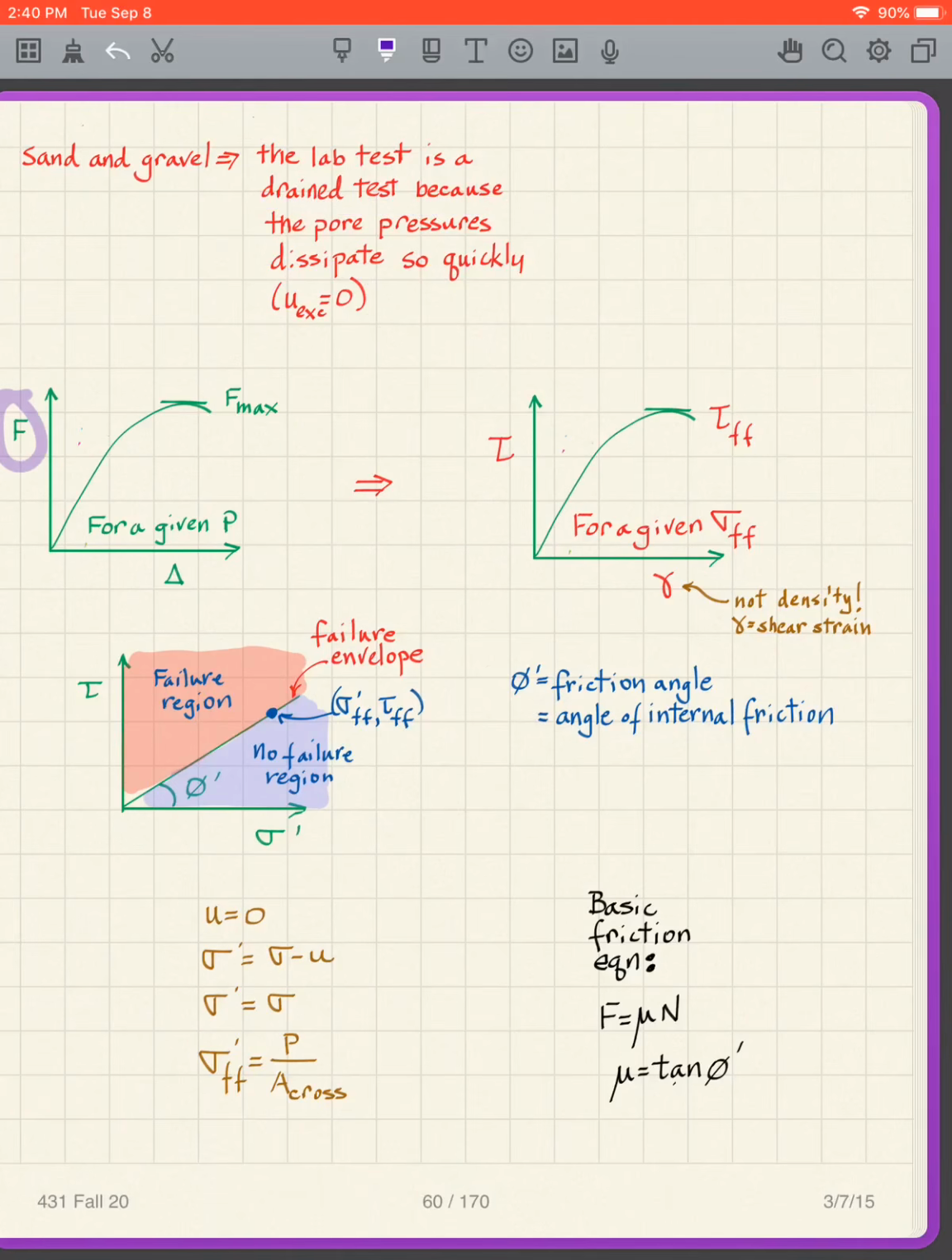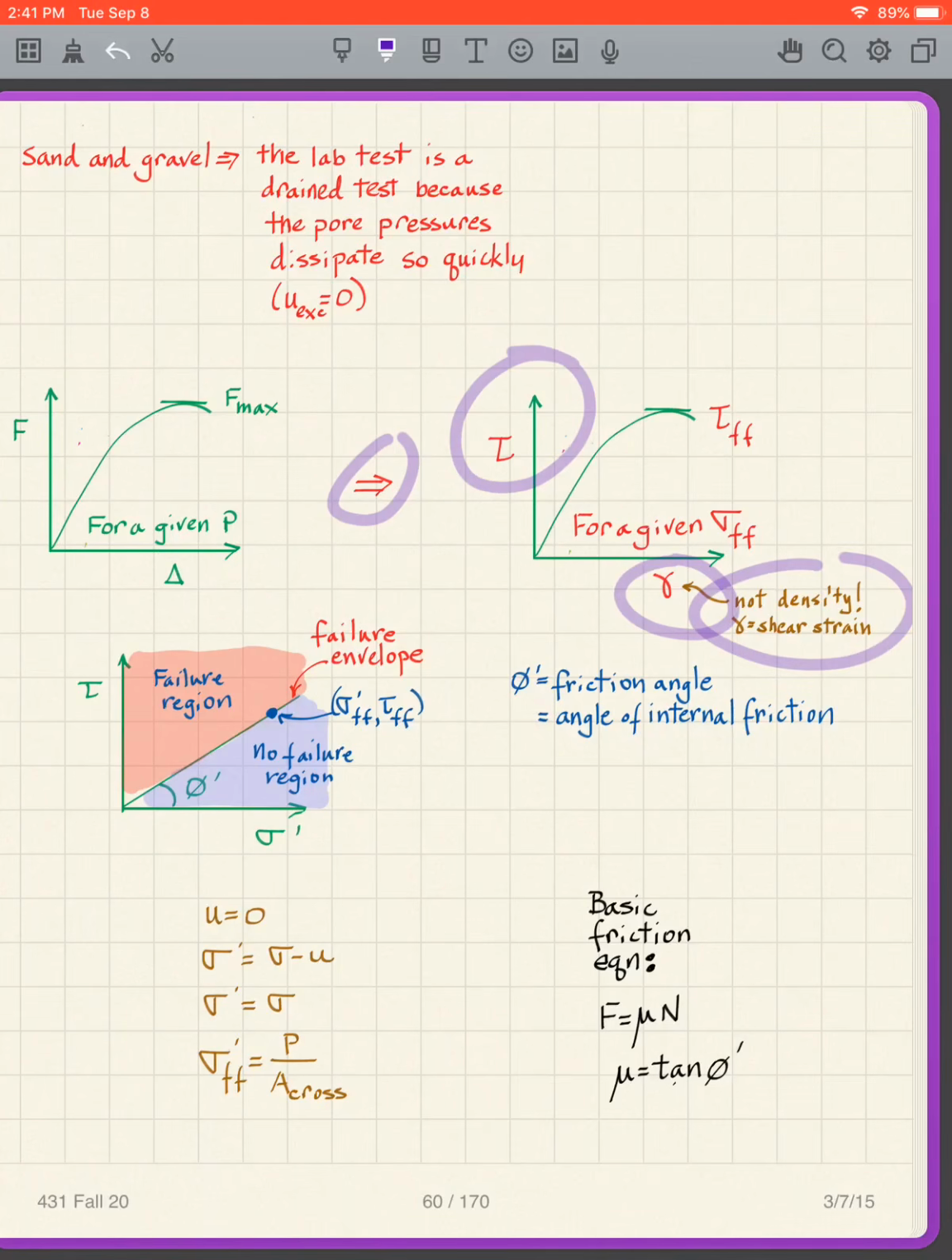We run our test, we plot F and delta for a given P, and we get what looks like a stress strain curve. We pick off the F max, and we convert this. These are forces and displacements, so force F, displacement. We're going to convert those to tau and gamma. Now gamma is not density in this case. So we're using the symbol gamma, not density. So don't get fooled by that.